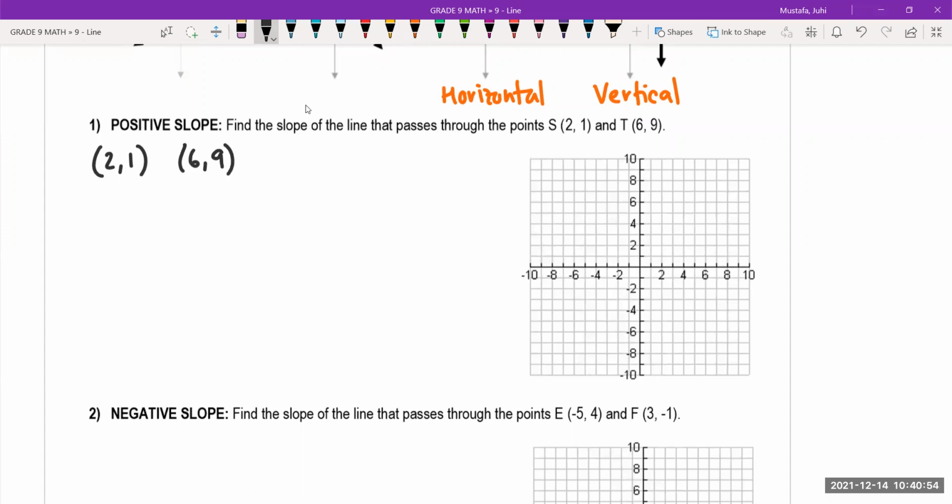So my 2 points, I'm just going to rewrite them here, are 2, 1 and 6, 9. And I'm going to label one of the points x1 and y1. And I'm going to label the other point x2 and y2.